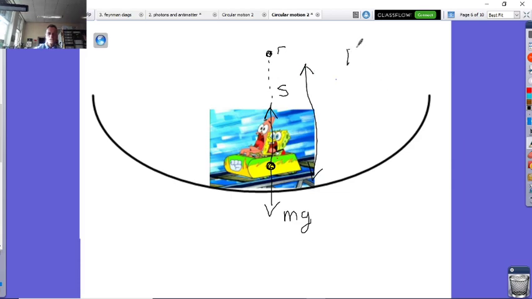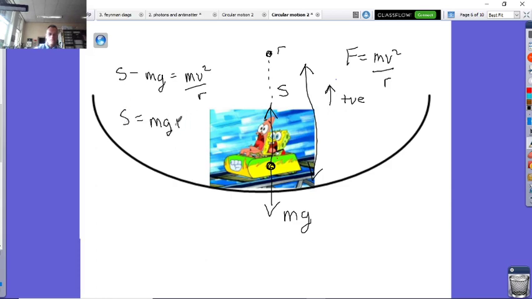Now, again, using the equation F equals mv squared over R. This time I know that the resultant force acts inwards, so this way is going to be positive. Therefore, we want S minus mg equal to mv squared over R. If you rearrange the equation, the support force S equals mg plus mv squared over R.